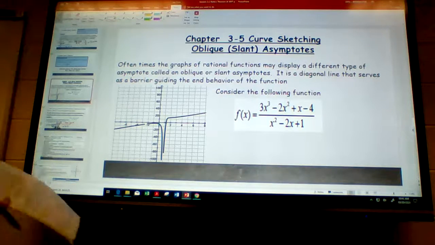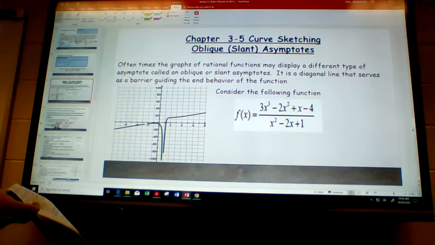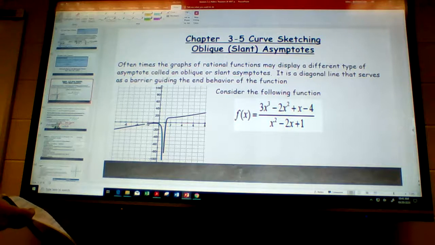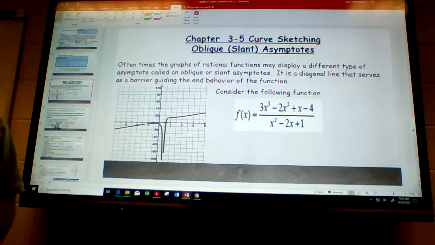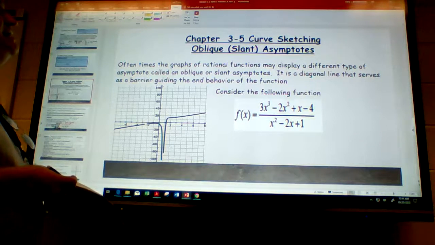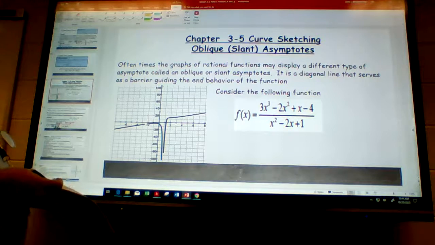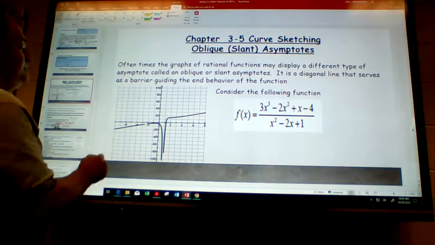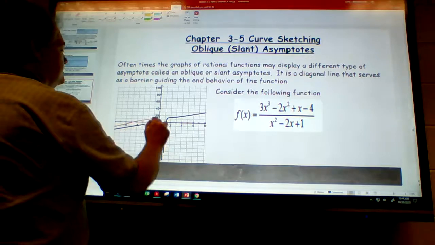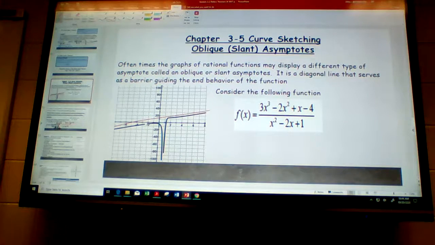Okay, next thing I'm going to talk about is from section 3.5 on curve sketching, oblique or slant asymptotes. Sometimes you will have a horizontal, sometimes you have a vertical, but in this case you will have what's called a slant asymptote. Its diagonal serves as the barrier guiding the end behaviors of the function. Now, somehow it's going to look something like that. That's an approximation, but how do we determine the equation? Well, let's look on the next slide.